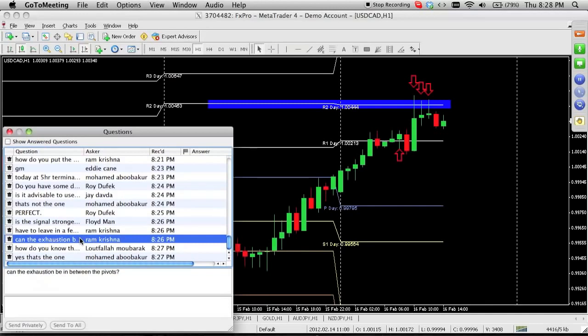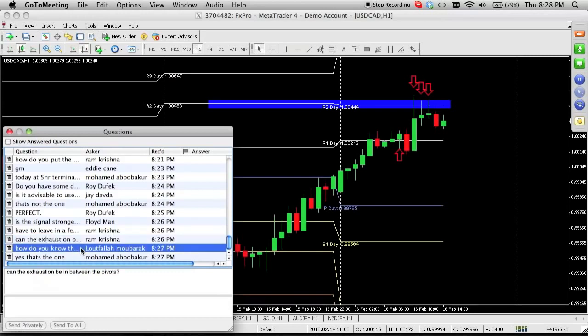Can the exhaustion be in between the pivots? Yes, it can, as long as the correlating pairs are around the pivot lines. That's fine. Luftfala, how do you know that the US dollar is gaining or losing strength every day?